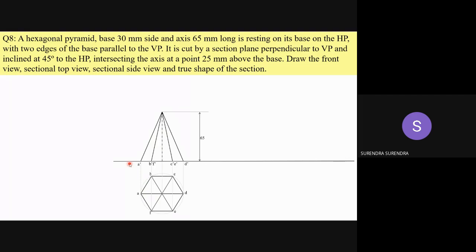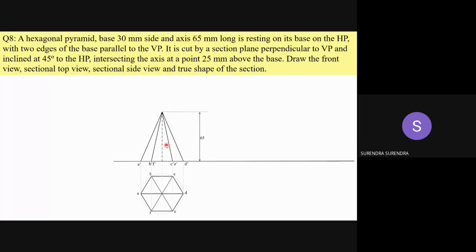The first step is the projection of the solid. Second step, drawing the cutting plane. So how is the cutting plane? It is cut by a section plane perpendicular to VP and inclined at 45 degrees to HP. When it is perpendicular to VP, it looks like a line in the front view. So in the front view, you must draw a line at 45 degrees inclination, intersecting the axis at a point 25 mm above the base.